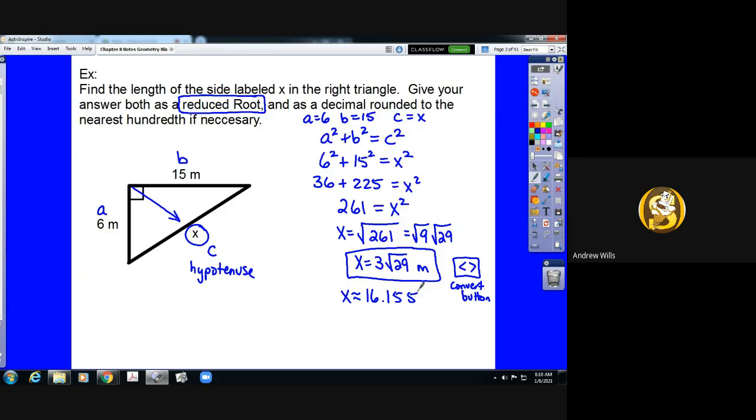16.155. Now, I'm only looking at the first 3 digits because rounding to the nearest hundredth would mean that I'm looking at that third digit to tell me whether I'm supposed to round that number up or round that number down. Since the third digit is a 5, that tells me I need to round the second digit up, and my approximate answer would be 16.16 meters, rounded to the nearest hundredth. Okay, so my decimal answer, properly rounded, is 16.16 meters.